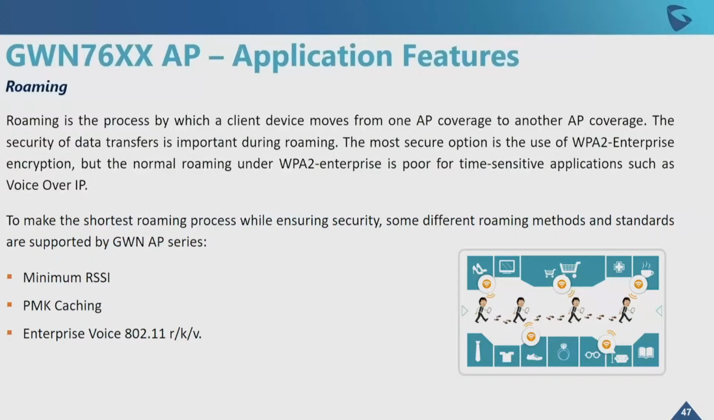The first one is minimum RSSI. Through this technique, you can basically control how a device goes from one access point to the other. You set a minimum RSSI, a minimum signal strength, RSSI stands for Received Signal Strength Indicator. You can set a minimum RSSI so that if a client goes below that threshold, the access point will automatically kick them off of that Wi-Fi network.